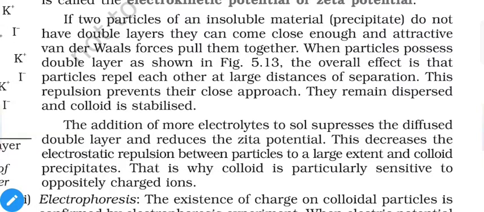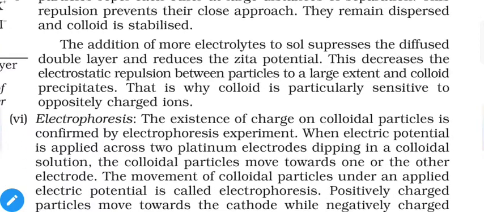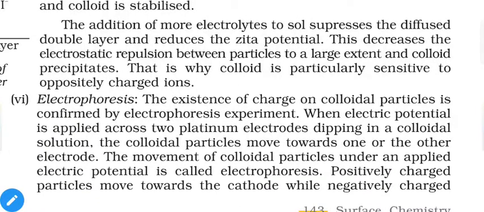That means if they contain opposite charges, then obviously they are going to attract each other and eventually a larger mass will be produced, and we can call it a precipitate, which will settle down. The addition of more electrolyte to the sol surpasses the diffused double layer and reduces zeta potential. This decreases the electrostatic repulsion between the particles to a large extent and the colloid precipitates. That is why a colloid is particularly sensitive to oppositely charged ions.